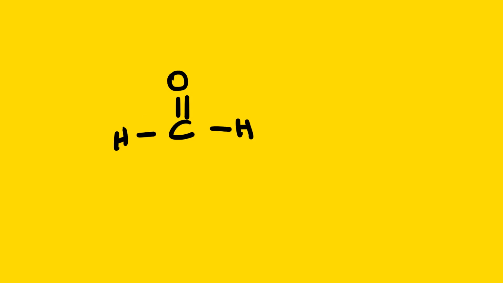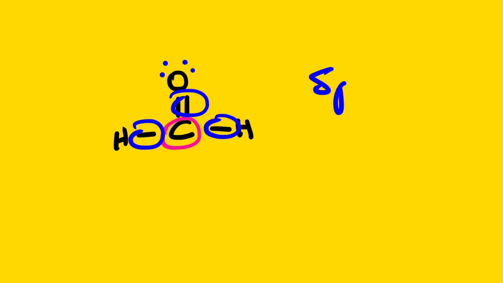Now the hybridization of carbon. But before we do that, let us put the lone pairs. So we have 1, 2, 3. So you have sp2. So basically this is how you determine the type of hybridization that we have in a compound.